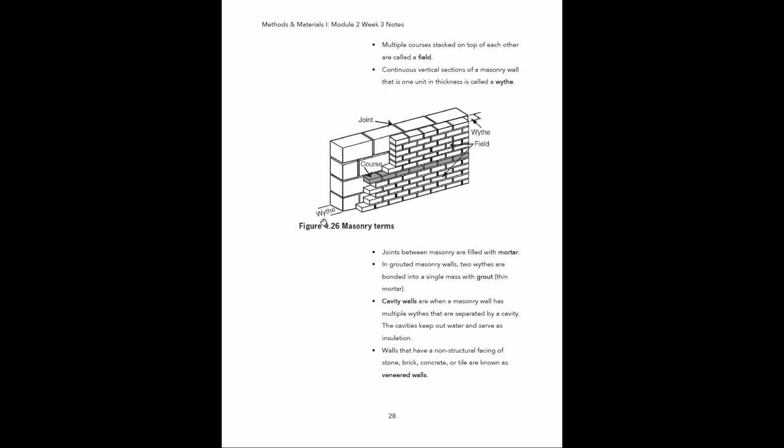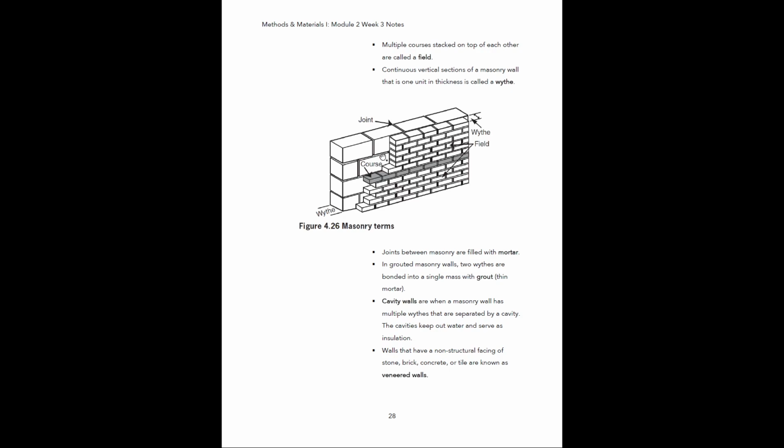If you were to look at this figure from the book, here is what's known as a withe. There's one there, and then there's also one here. Basically, that's just referring to the layers of this wall assembly. We have a layer of CMU in this case, this big block here, and then the smaller brick in front of it, that is its own withe.